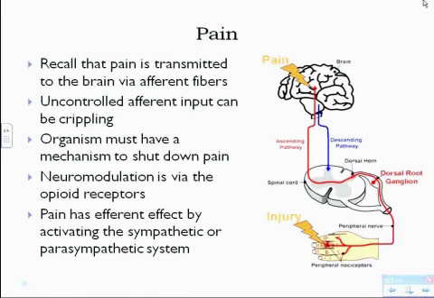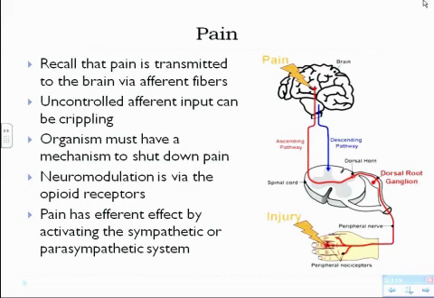What we didn't talk about too much is that there are gates in this, and the gates that modulate this system are opiate receptors. Opiate receptors are naturally occurring in your body. They're there to shut down the pain fibers, so in case you need to move even though you're hurt, you can. There is a purpose for this modulation system of shutting it down. Uncontrolled afferent input can be totally crippling, and organisms must be able to shut down this system. It basically does this by neuromodulation using opiate receptors.